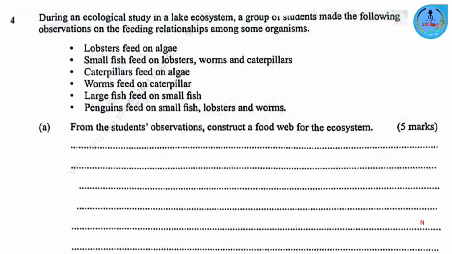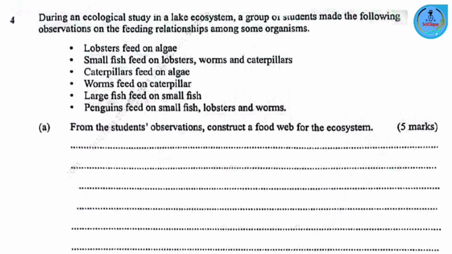On to question 4. During an ecological study in a lake ecosystem, a group of students made the following observations on the feeding relationships among some organisms. Okay, so we have lobsters that feed on algae, small fish feed on lobsters, worms, and caterpillars. Caterpillars feed on algae, worms feed on caterpillar, large fish feed on small fish, and then penguins feed on small fish, lobsters, and worms. Part A. From the students' observations, construct a food web for the ecosystem.